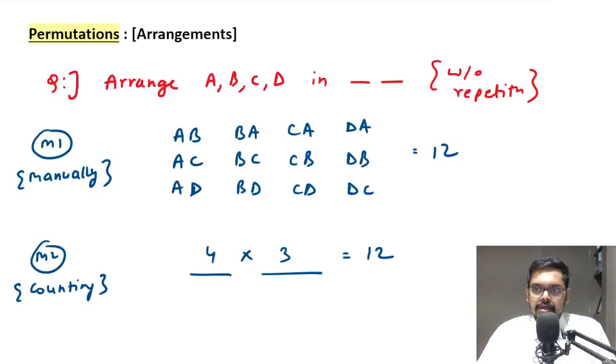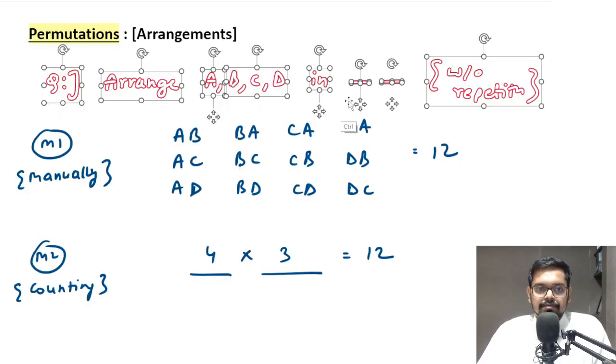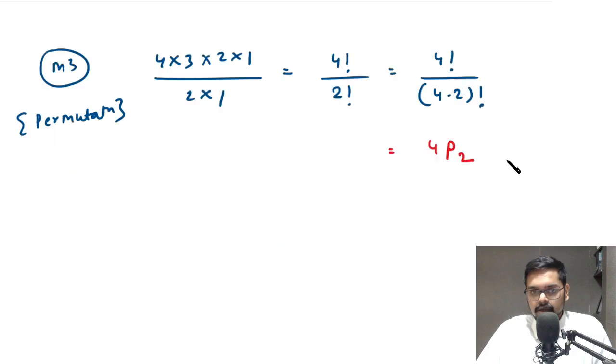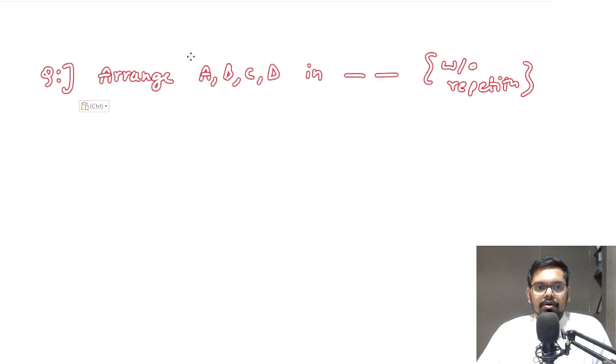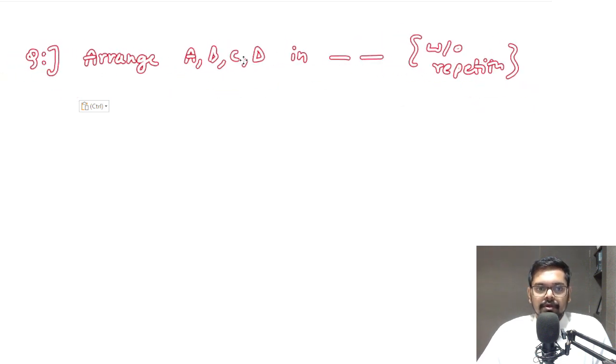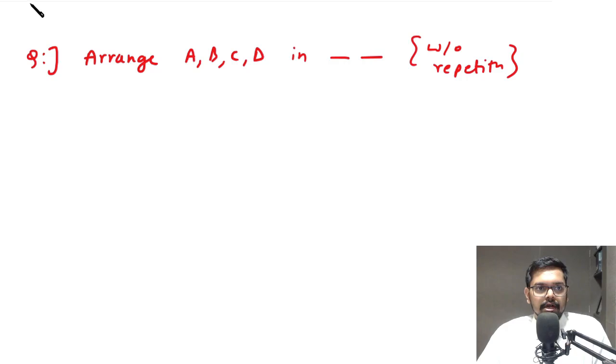Okay, so let me copy this question, same question. I'm just changing without repetition to with repetition, and I'm going to ask you, tell me the number of arrangements, the number of letters possible. So pause the video, try by yourself, then look at my solution. Okay. So let us see the solution. Again, I'm going to follow all the methods, method 1, method 2, and so on. First, we'll do manually. So method 1 is the manual approach.